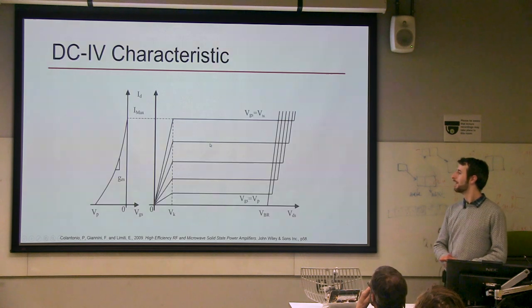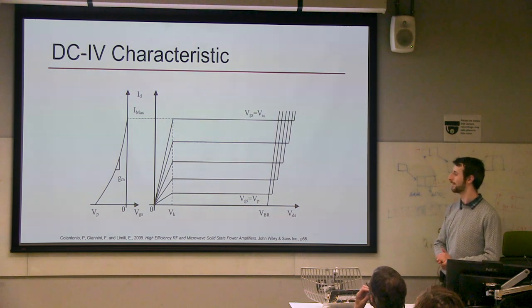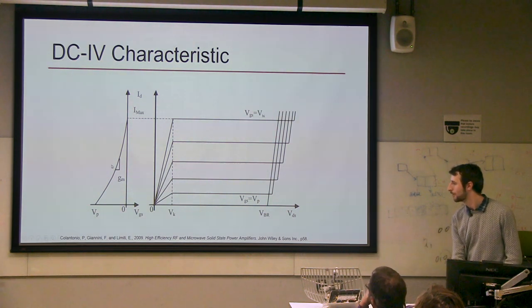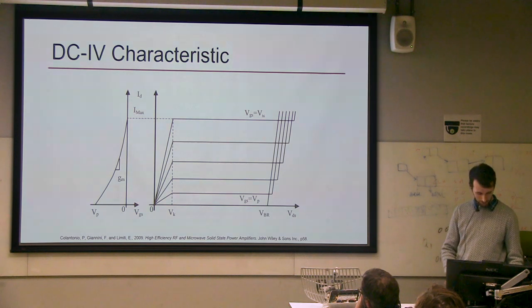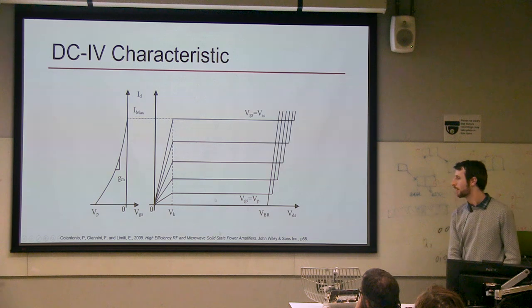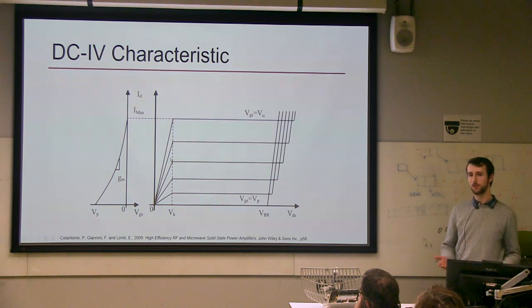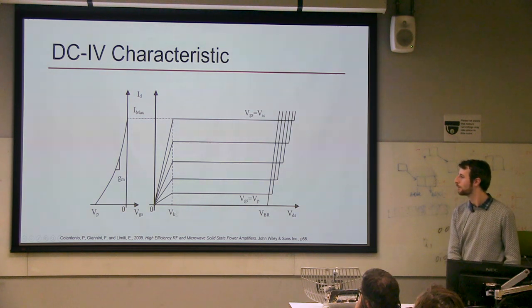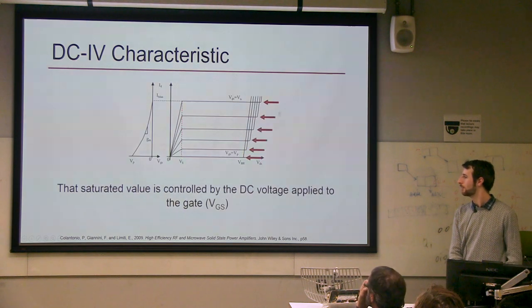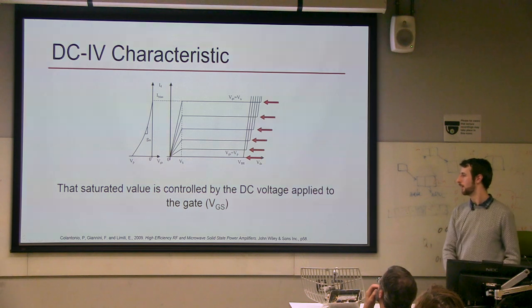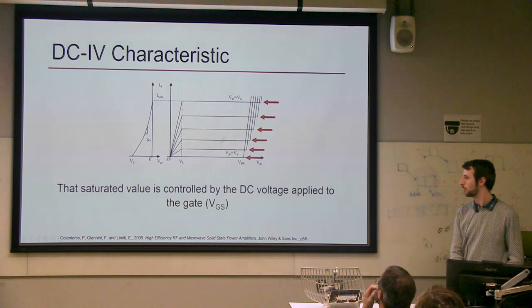So basics. Just to explain the DC IV curve in case we've forgotten. This is a relatively ideal IV curve, and we've made a couple of assumptions. First, our knee region, we're assuming it's instant, so this would be at 0 volts. We have a saturation region, where the current is constant, roughly, in an ideal case. We have the breakdown voltage here. In the saturation region, we have different gate voltages applied, and the saturated value is controlled via that.